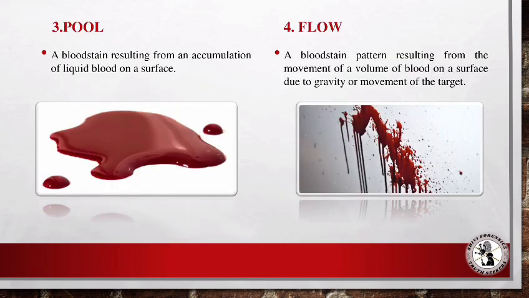Third one is the pool pattern. It forms when liquid blood accumulates on a surface over time. Fourth one is the flow pattern. It occurs when blood moves across a surface due to gravity. By observing passive bloodstain patterns, investigators can estimate how long a person has been bleeding and whether the body or object has been moved after injury.